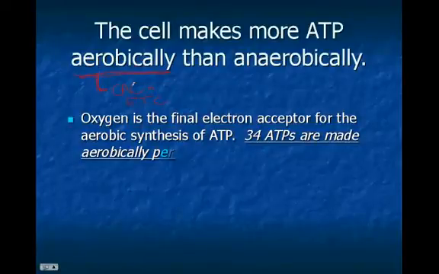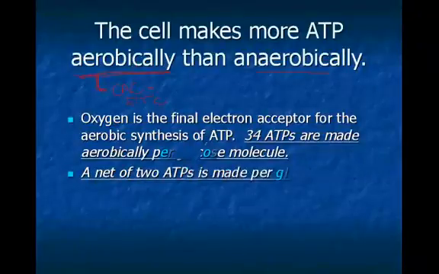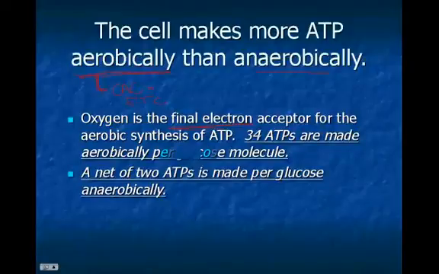And so the cell is going to make a heck of a lot more ATP aerobically than it's going to anaerobically. The reason is that we're going to get most of our ATP out of the electron transport chain. So you're going to see that with oxygen as our final electron acceptor, we can actually make 34 ATP aerobically per glucose molecule. And I'm going to show you how this works here in just a minute. And then remember, there was only a net of 2 ATP made per glucose via glycolysis. And that's the part that does not require oxygen.